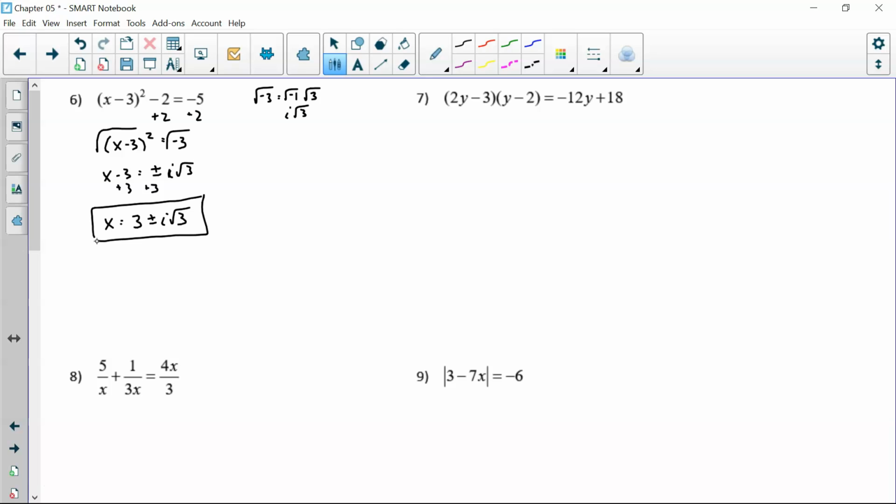For a problem like number 7, we have to simplify one or both sides. So we're going to multiply those two binomials. We get 2y squared minus 4y minus 3y plus 6. Combine our like terms. We get 2y squared minus 7y plus 6 equals negative 12y plus 18. It's a quadratic. We have to get it equal to 0. Add 12y to both sides. Subtract 18 from both sides. 2y squared plus 5y minus 12 equals 0.